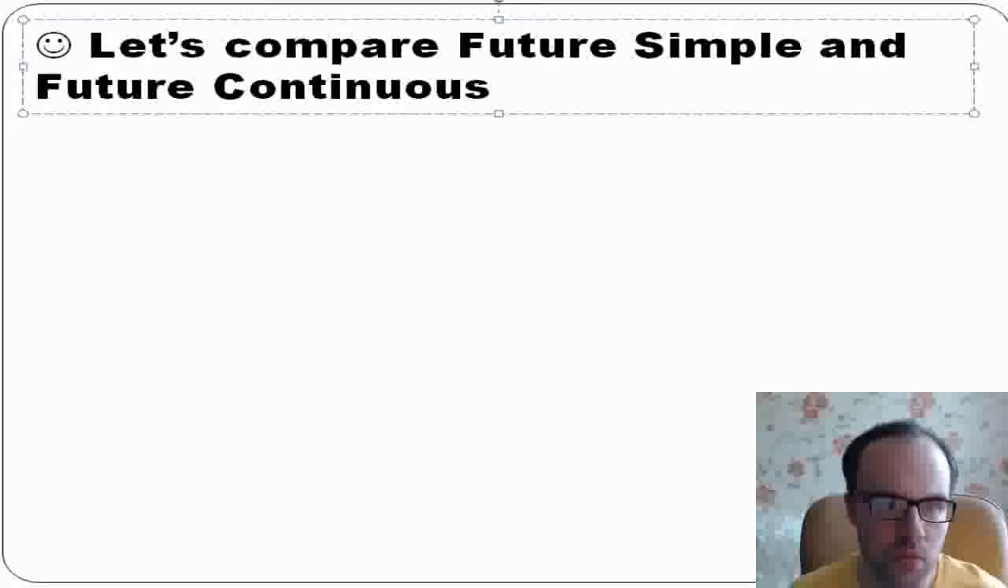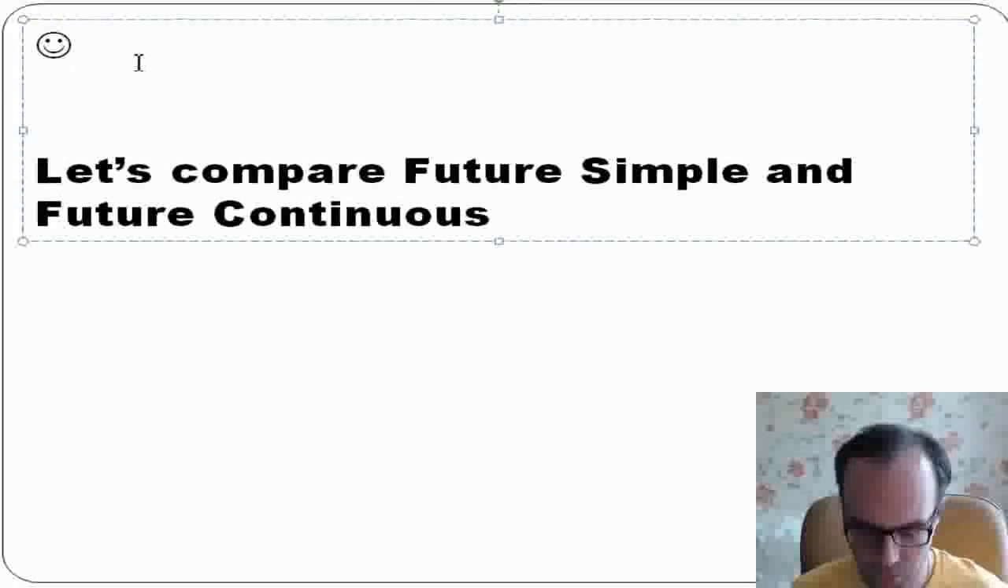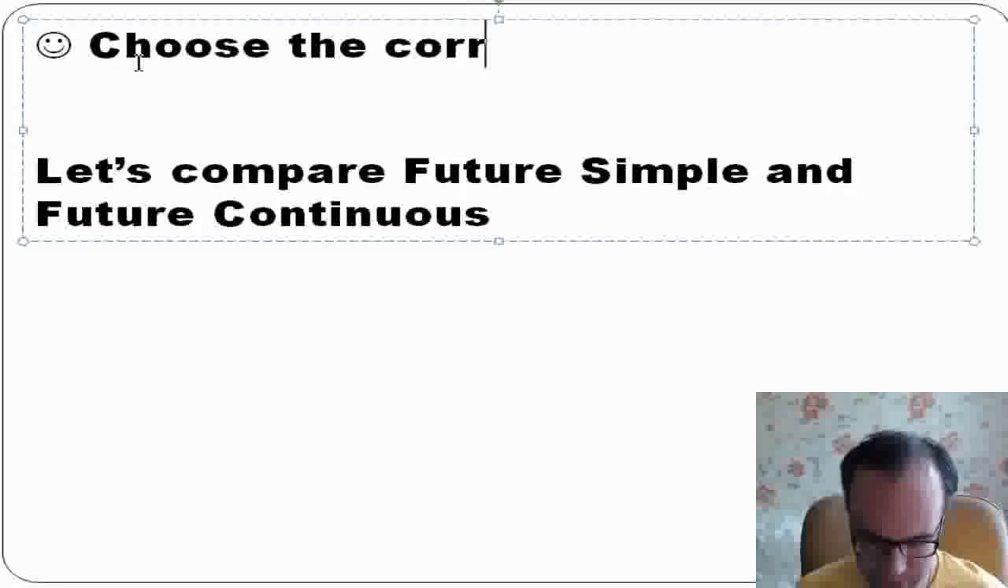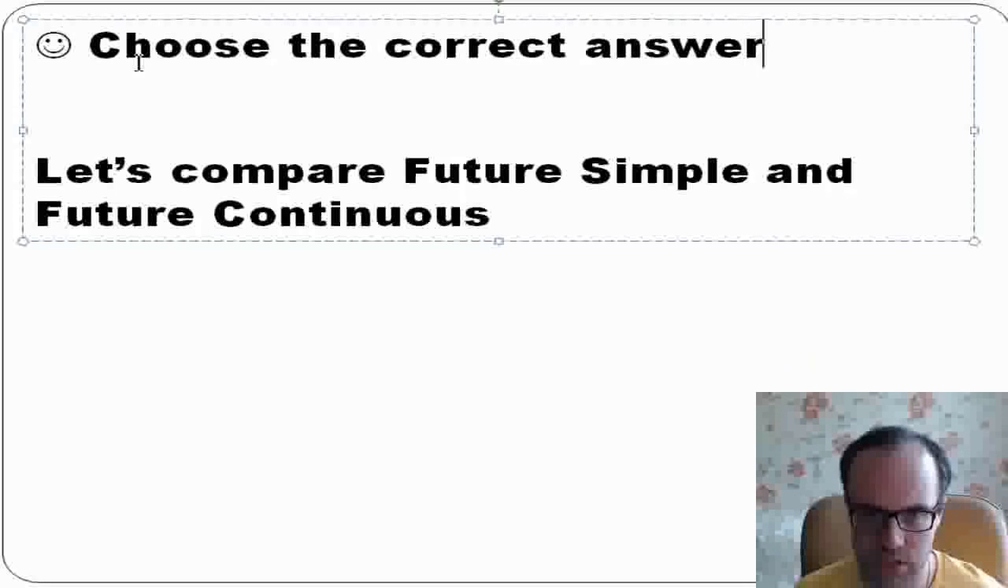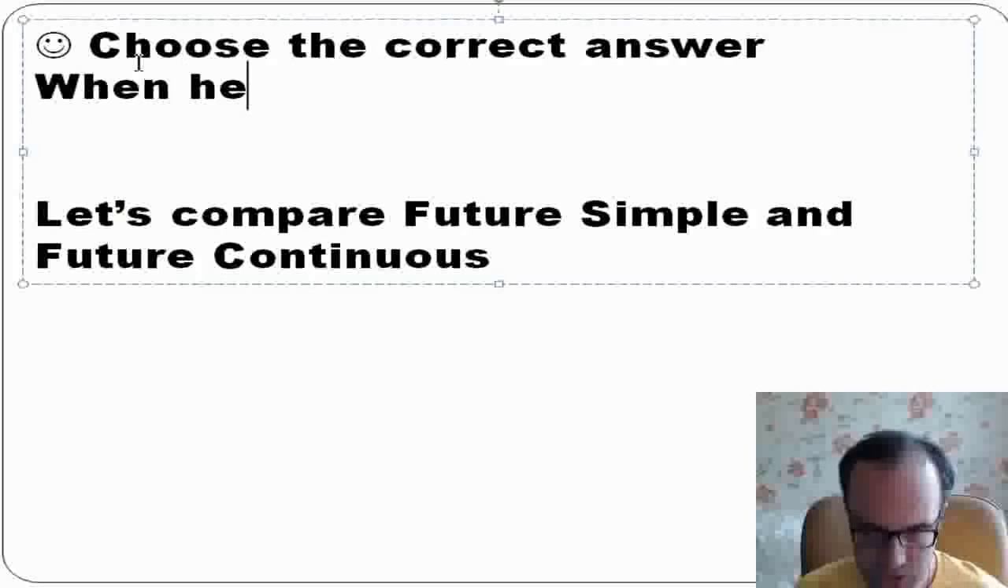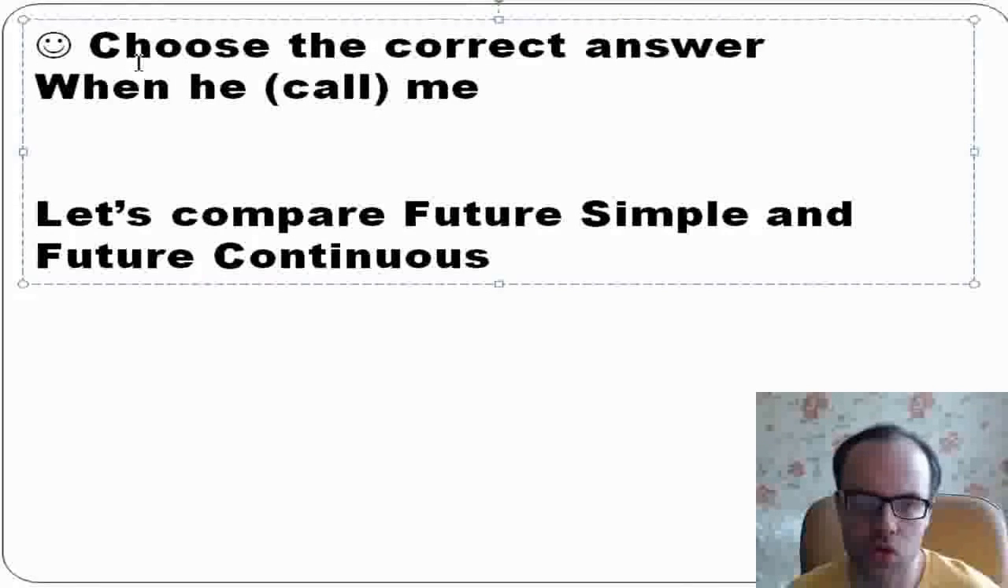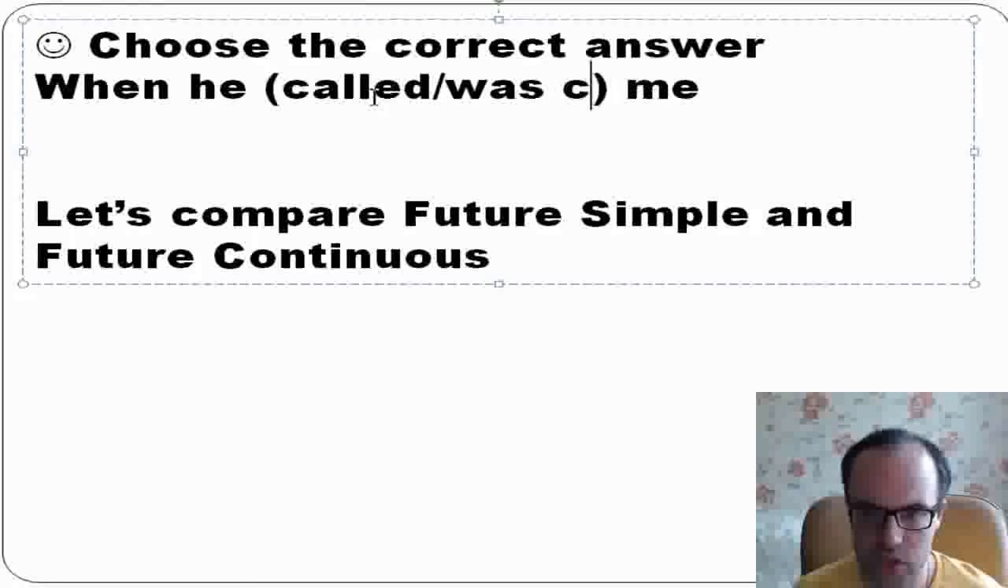Well, but before we do it, we need to do some exercises. Yeah? So please, on past simple or past continuous, because we need to do exercises. It's very important. So choose the correct answer. So when he called me, or when he was calling me.